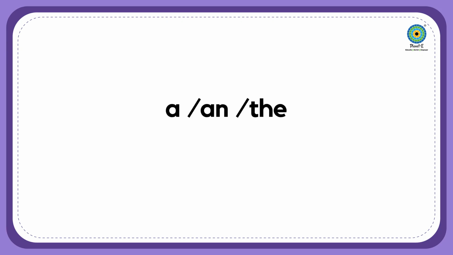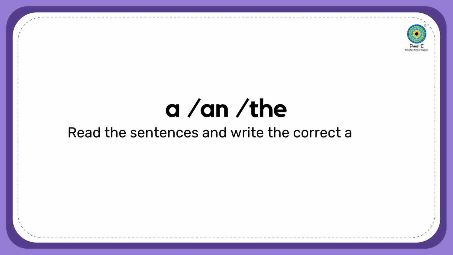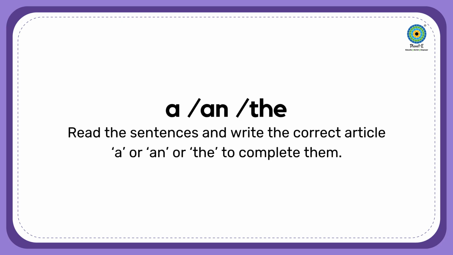A, an, the. Read the sentences and write the correct article, a or an or the, to complete them. A is used before a person or a thing that is singular or countable and is known to the speaker. An is used before words that begin with a vowel and is singular. The is used for a person or a thing that has been spoken about earlier or is easily understood.